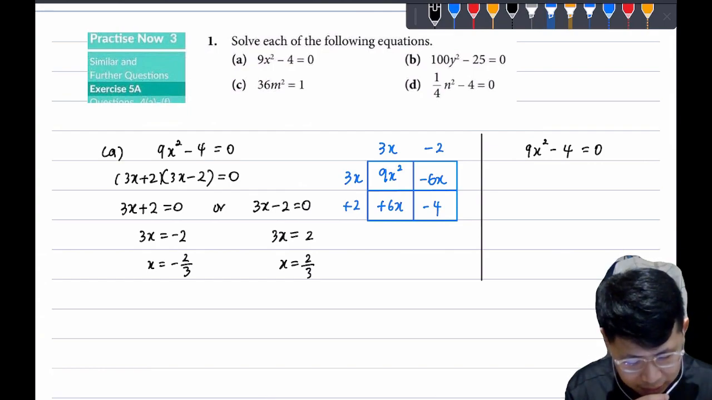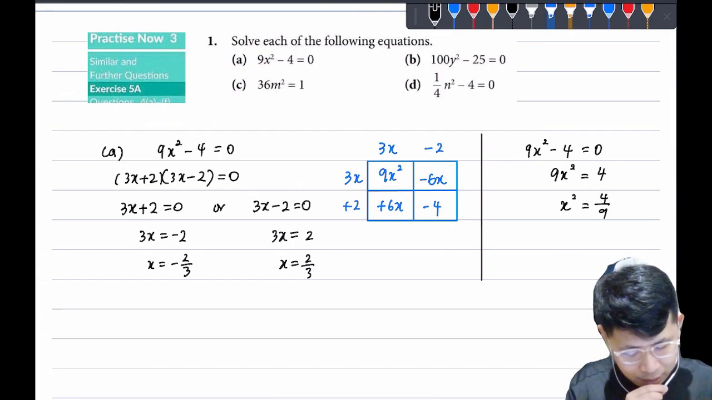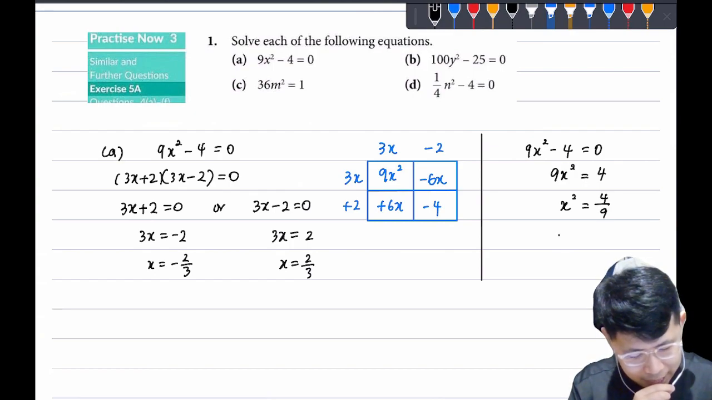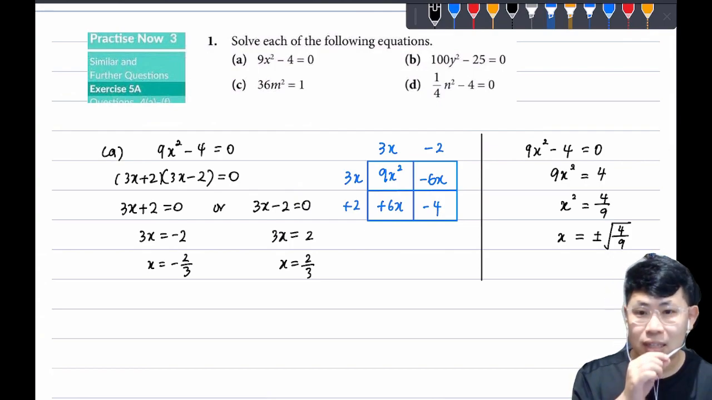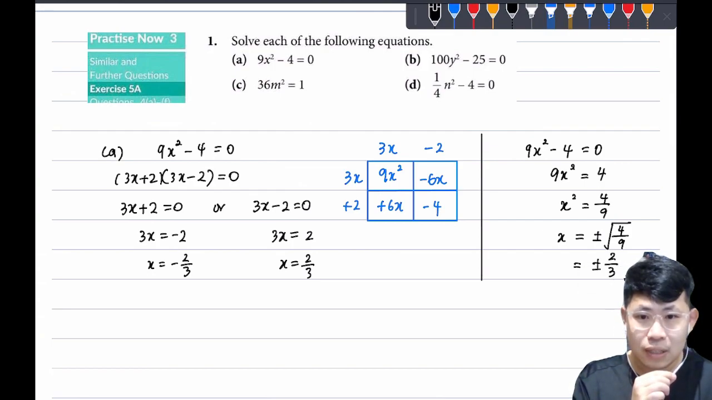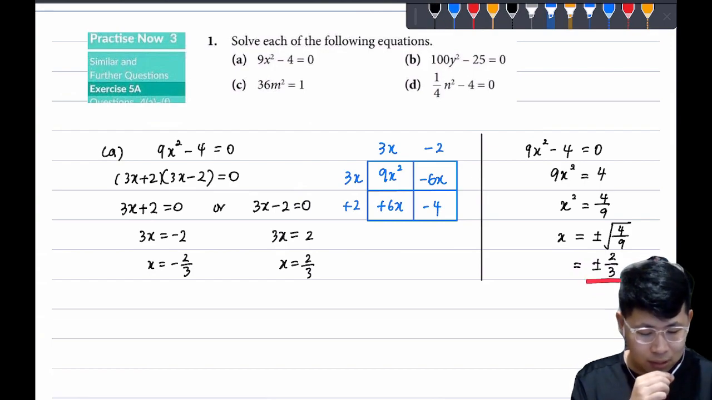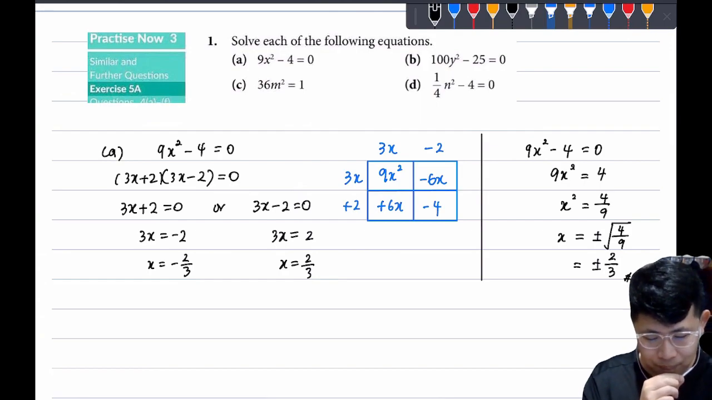So when we solve it like a linear equation, we bring the 4 to the other side, and then we divide by 9. And what happens is x is going to be equal to, the reverse of a square is the square root, but you need to make sure that there's a positive and negative. So x will be equal to positive and negative 2 over 3 as our answer. So it is consistent with the two answers that we got from our other working over there.